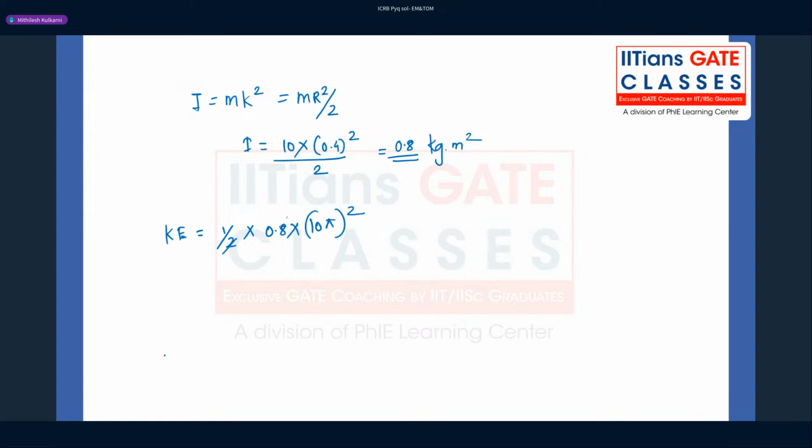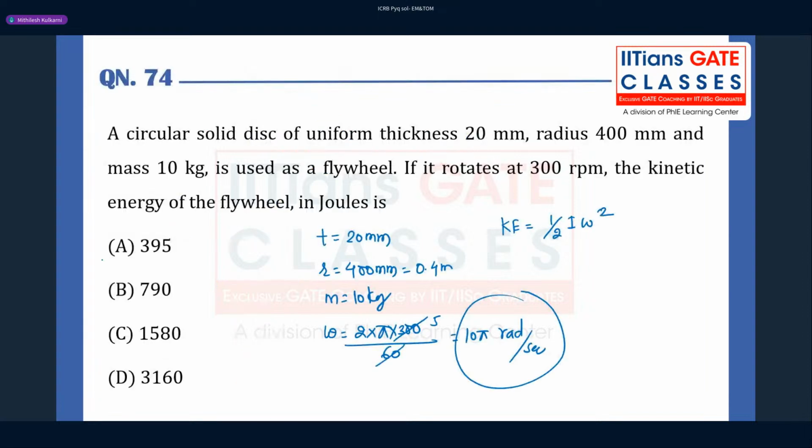So 0.8 divided by 2, if you do, it will become 0.4. So 0.4 into 100 into pi square. So it will be 40 pi square, which is 394.76. So approximately 395 joules is the answer. In this case, option A is correct.